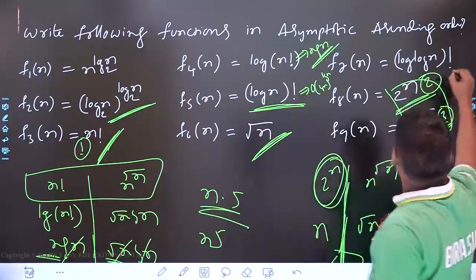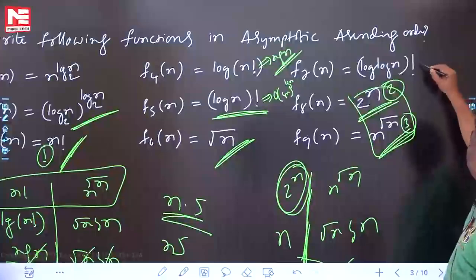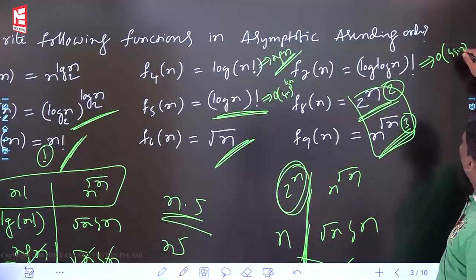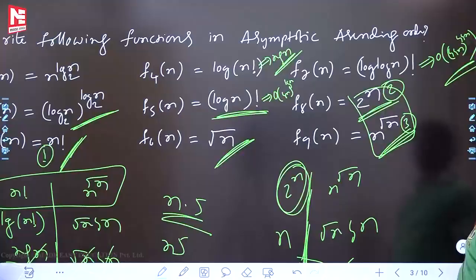This is log n factorial. Log n factorial, what is the upper bound? The upper bound of log n factorial is going to be (log n) to the power log n. This is the upper bound.